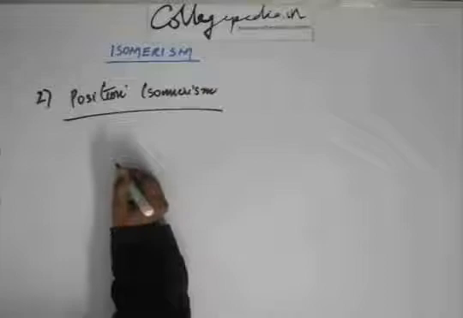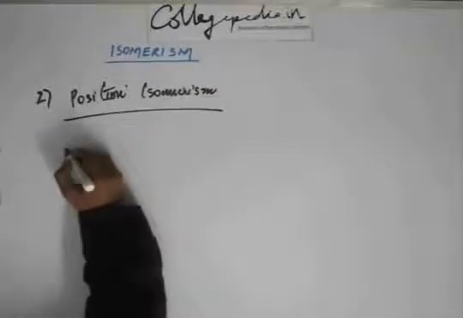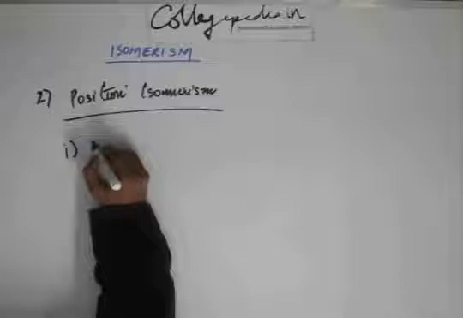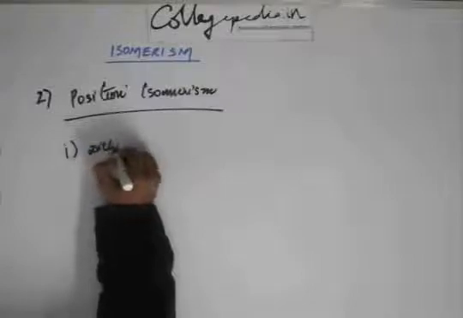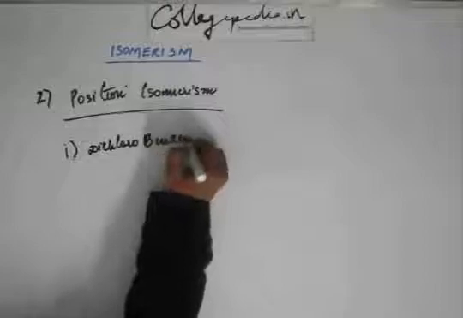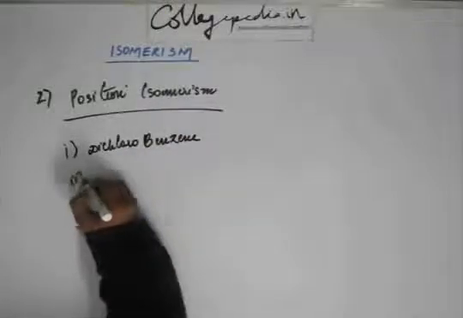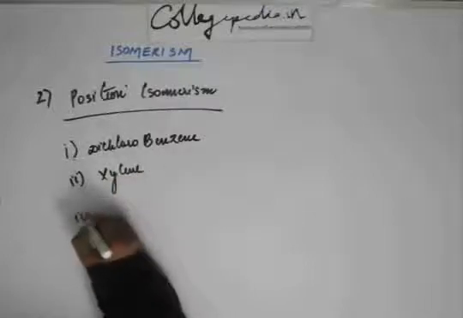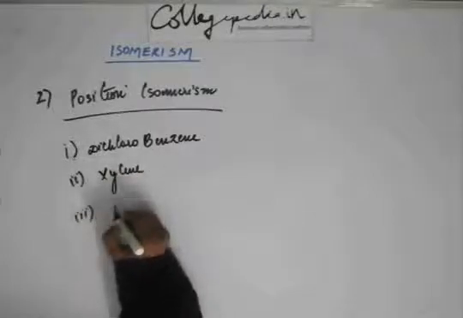Okay, let's do a final problem on this. The question is like this: positional isomerism will be exhibited by which of the following compounds? Your options are number 1, dichlorobenzene, number 2, xylene. Xylene, remember we did a moment back.